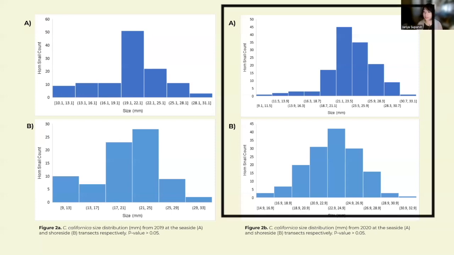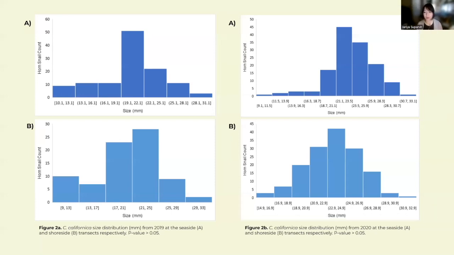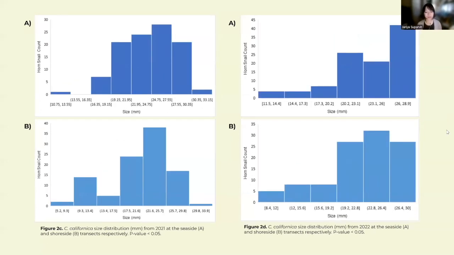As for the data from 2020, we have a range from 21.1 millimeters to 24.9 millimeters, with a greater p-value as well. Then we have figure 2c and 2d, which respectively show the data from 2021 and 2022. Both of these data have a p-value below 0.05, with ranges roughly from 19 to 30 millimeters.